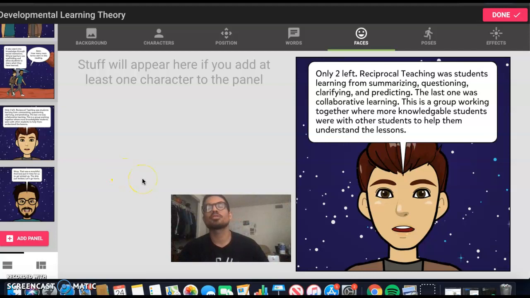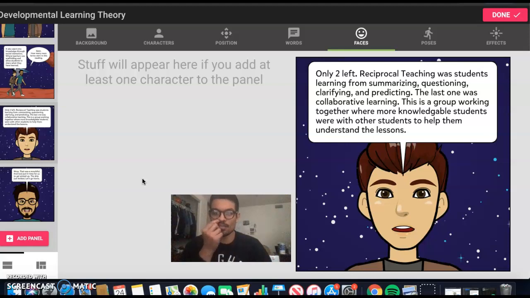Alright, reciprocal teaching really talks about a student learning from four factors: summarizing, questioning, clarifying, and predicting. They're repeating back what they were being taught. They're summarizing what they learned, asking questions about it, trying to clarify it, and predicting where they're going to go from there.